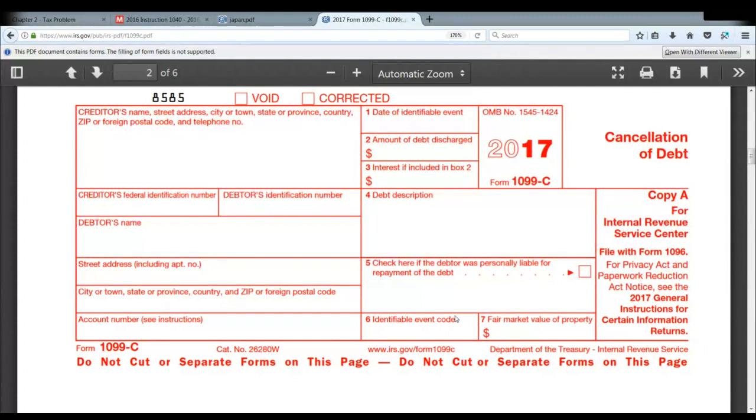If there's any interest added in, the debt description, if we're talking about a home, it's going to say the address of the property, okay? The debtor's name, of course, it's going to have your name. On the creditor side, it will say the name of the bank, like Chase Bank or Wells Fargo, whatever it is. So on debtor's name and stuff like that, this is going to be all your information. And it may say, check here if the debtor was personally liable for the repayment of the debt. Yes, you were personally liable, however, you didn't pay it, right? So that 1099-C is now going to be added as income.